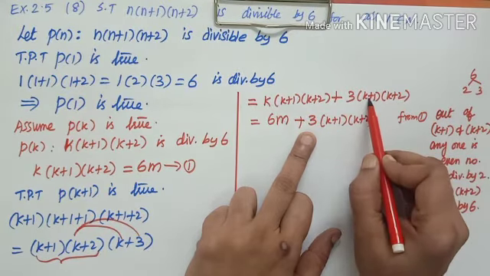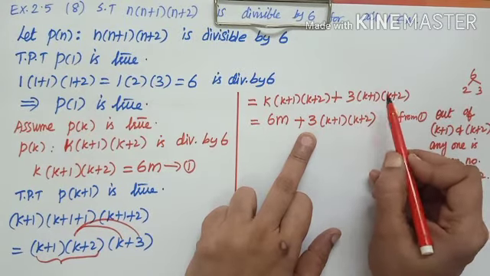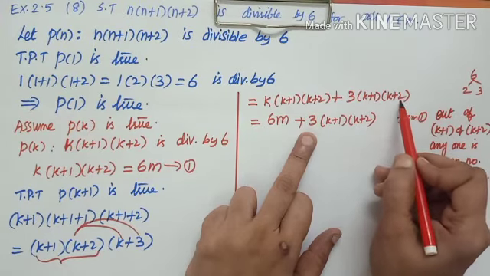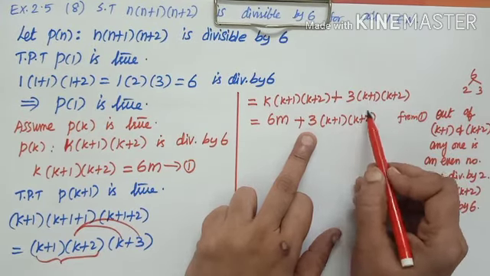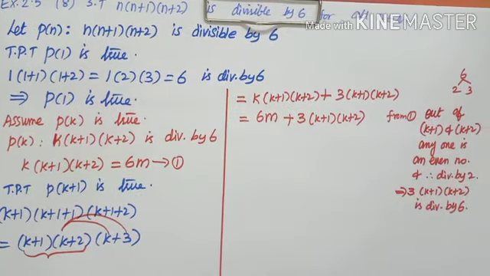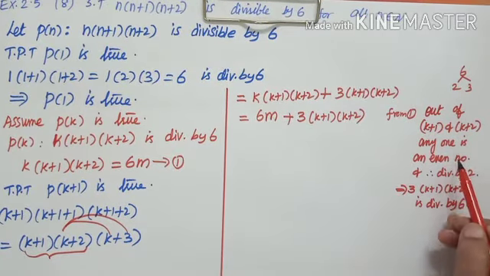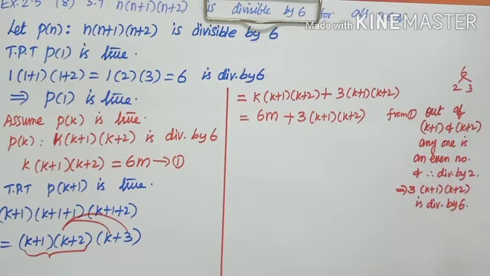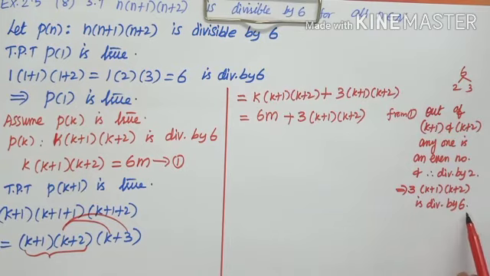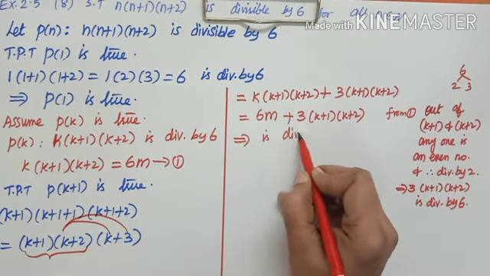If this is even, this will be odd because they are next numbers: 6 and 7, 7 and 8, 8 and 9, 9 and 10. So among consecutive numbers, one number is odd and the other is even. So I will say out of the two, any one number is definitely even, and every even number is divisible by 2. So 3 into k plus 1 into k plus 2 is also divisible by 6. So we say this is divisible by 6.